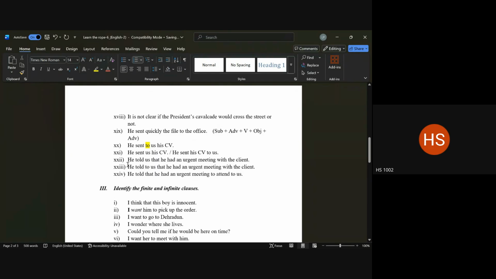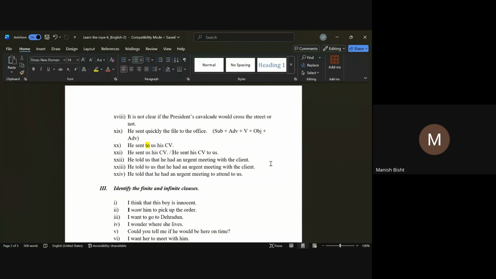I think the same goes for the next sentences also. He told us that he had an urgent meeting with the client. Is this okay? Again, tell is a ditransitive verb, right? It can take two objects. One object is us and the other object is the whole clause, that he had an urgent meeting with the client. Correct. This is correct because, as per our discussion, if your direct object follows the indirect, then you don't need a to there. Then the 23rd one, he told to us that he had an urgent meeting. Incorrect.